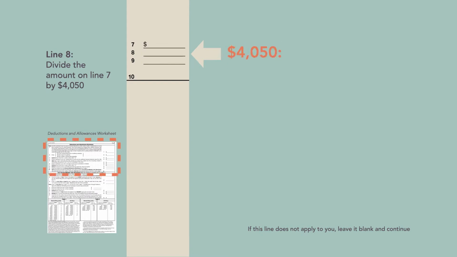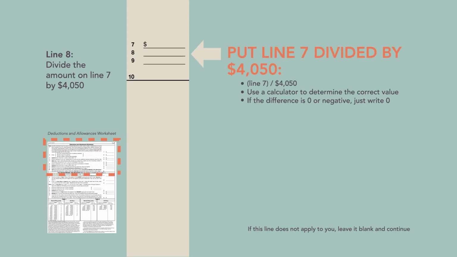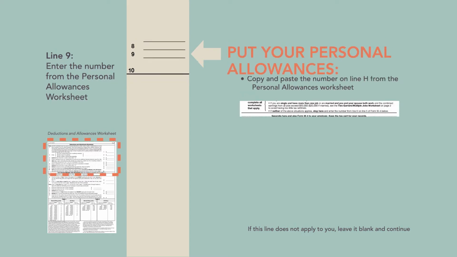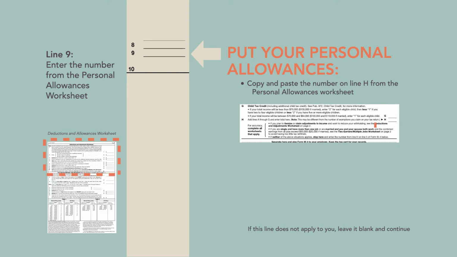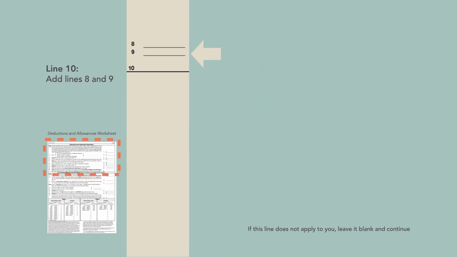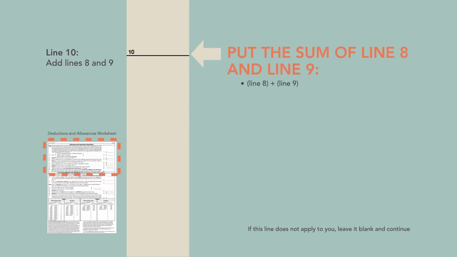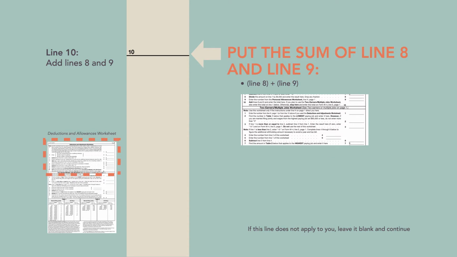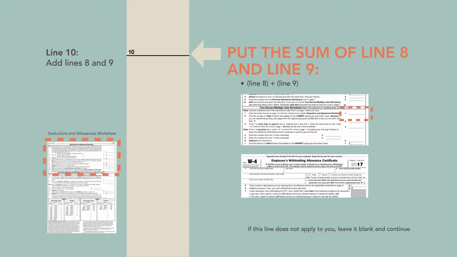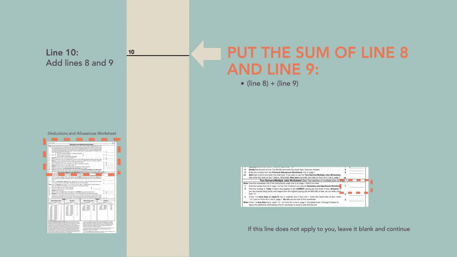On line 8, use a calculator to divide line 7 by $4,050 and drop any fraction. If the difference is 0 or negative, just write 0. On line 9, write the value on line H from the personal allowances worksheet covered in the previous video. On line 10, put the sum of line 8 and line 9. If you are also completing the 2 jobs multiple earners worksheet, write line 10 on line 1 below. Otherwise, write line 10 on line 5 of the W-4 form on the previous page.